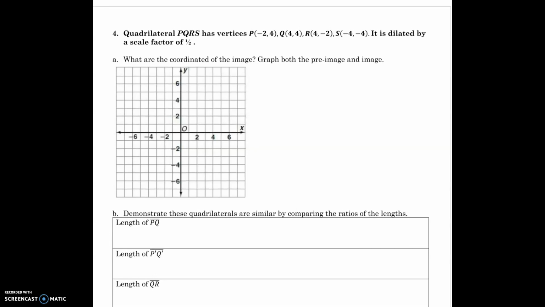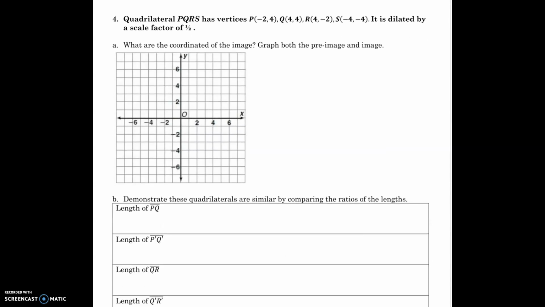Quadrilateral PQRS has vertices P (-2, 4), Q (4, 4), R (4, -2), and S (-4, -4). It is dilated by a scale factor of 1/2. What are the coordinates of the image? Graph both the pre-image and image.